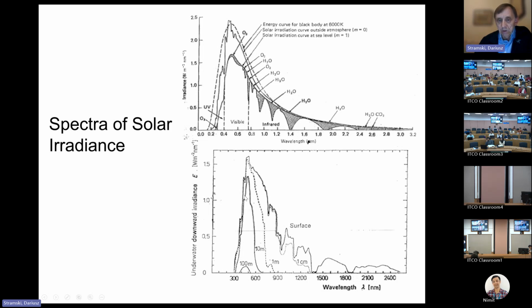If we go deeper, you can see the process of how the spectrum of radiation is becoming narrower, and it becomes concentrated around a maximum penetration wavelength. In typical open ocean water that would be around 480 nanometers, but in different water types it can be shifted to longer wavelengths.